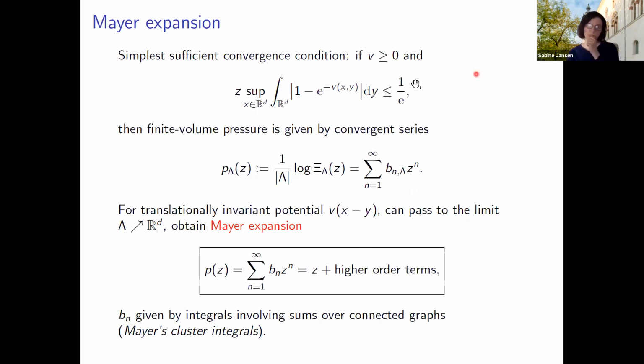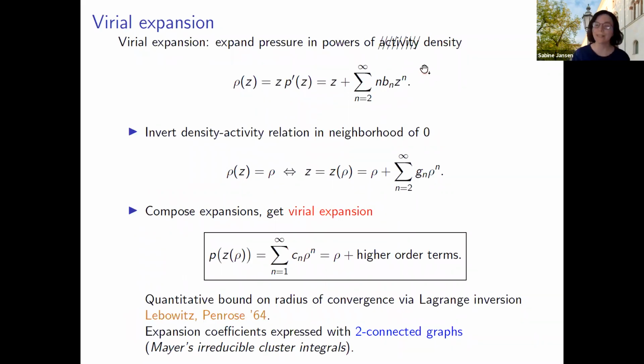Now, Virial expansion. And I should mention, I settled in the end for not even attempting to give a survey of what is going on, but I should mention that there's a lot of activity beyond this 1 over e, with many recent articles getting better, slightly better bounds. So it's not a closed topic.